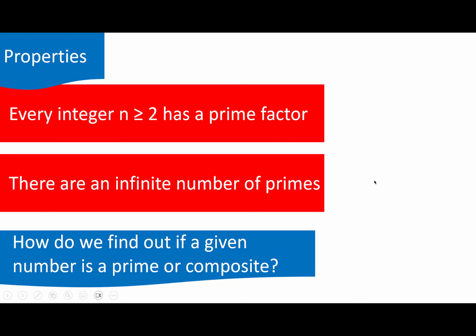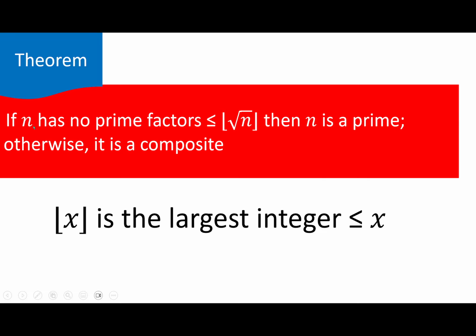How do we find out if a given number is a prime or composite? Theorem. This theorem is going to let me know how to find out if a number is a prime or not a prime. If n has no prime factors less than or equal to the floor of the square root of n, then n is a prime. Otherwise, it's a composite. The floor function of x means the largest integer less than or equal to x.